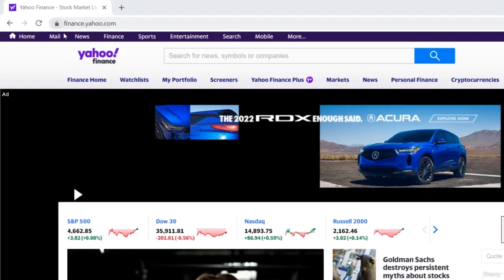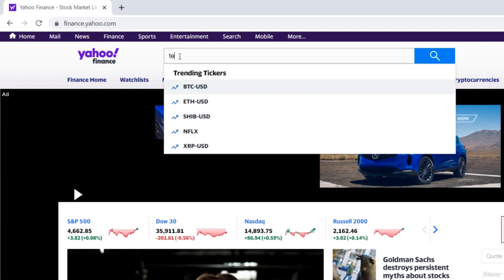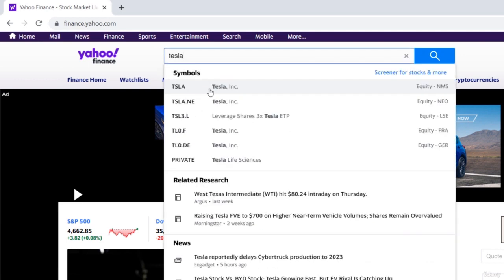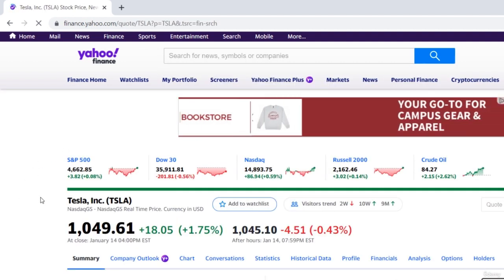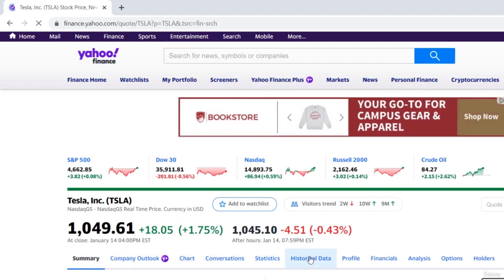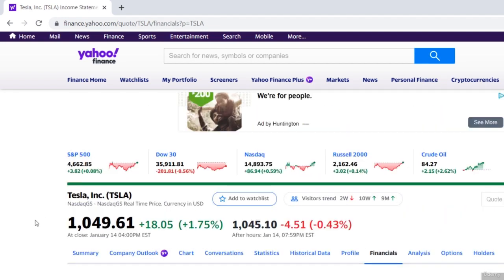Okay, I'm at finance.yahoo.com here. We're going to look up Tesla, and we're going to look up their income statement. You can just type in the name or their ticker if you know it, TSLA. So I'm just going to go to Tesla, and you'll see their quote here, and you'll see this ribbon with lots of good information that you can find in this ribbon. And we're going to go to financials, right? This is where they keep things like the income statement, the balance sheet, and the cash flow statement.